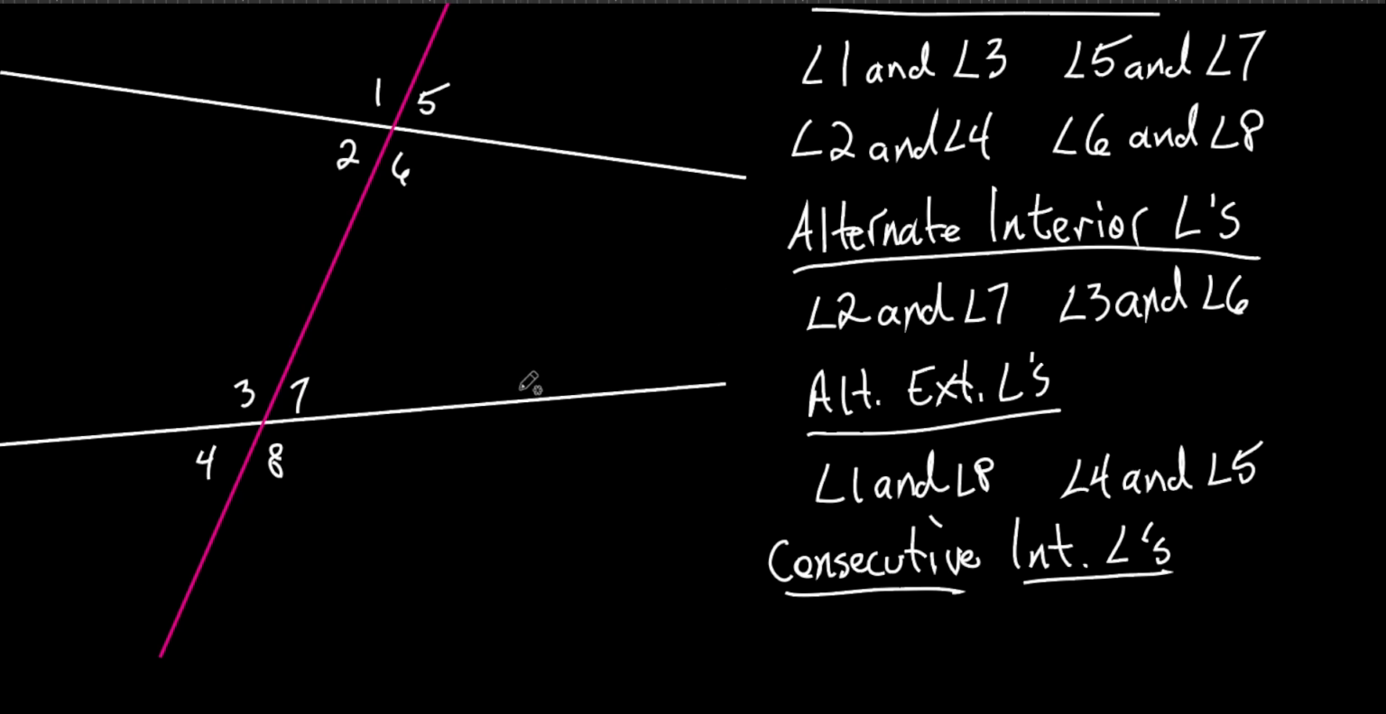Which one would be on the same side and interior? 2 and 3 and 6 and 7. So those are my consecutive interior angles, all right? So angles 2 and 3 and angles 6 and 7.